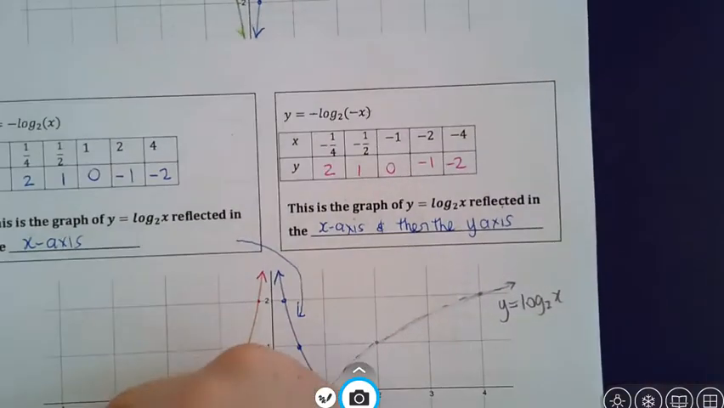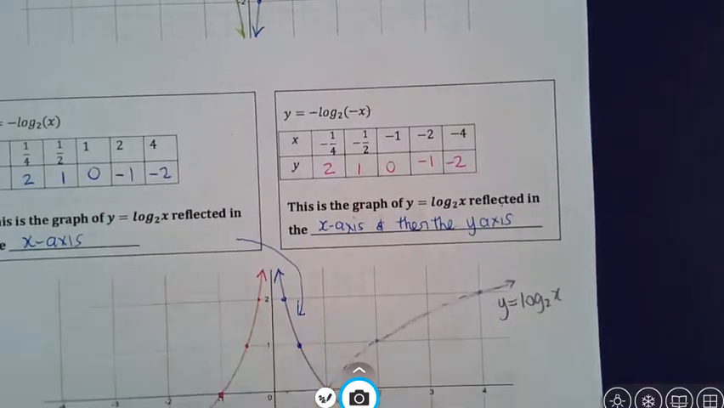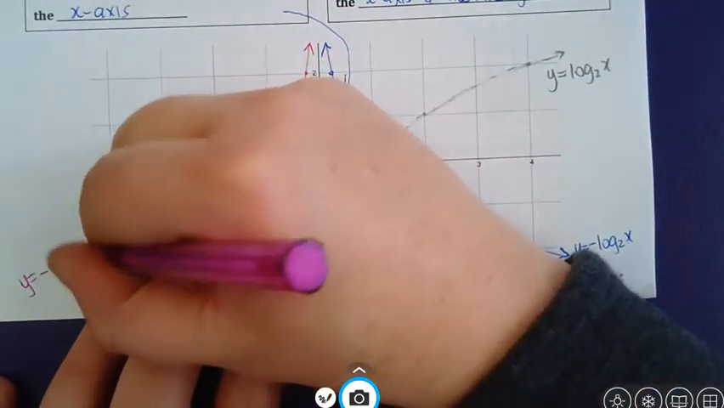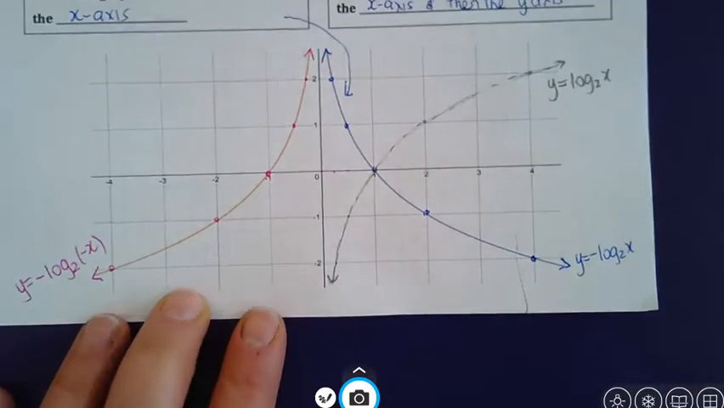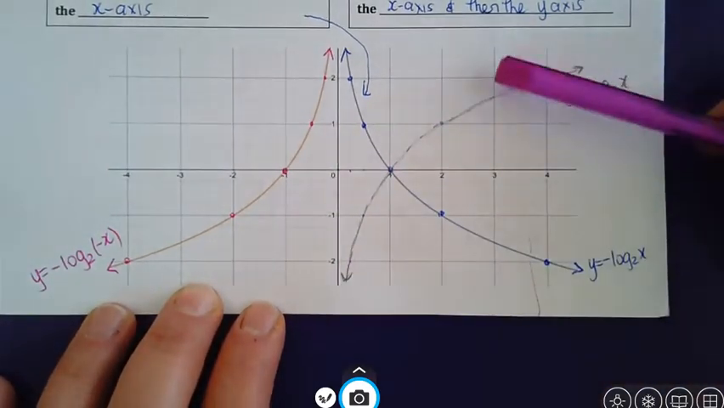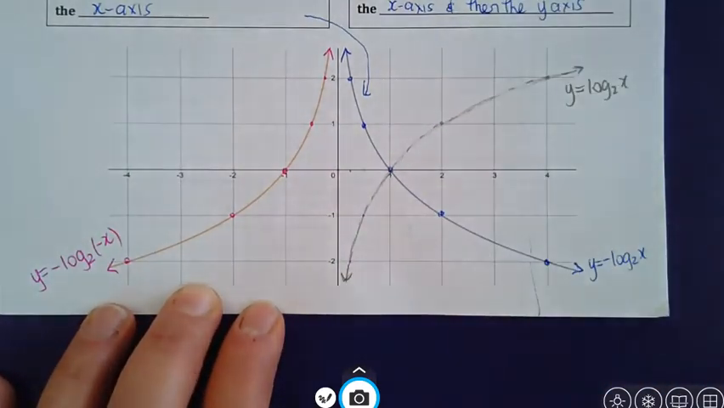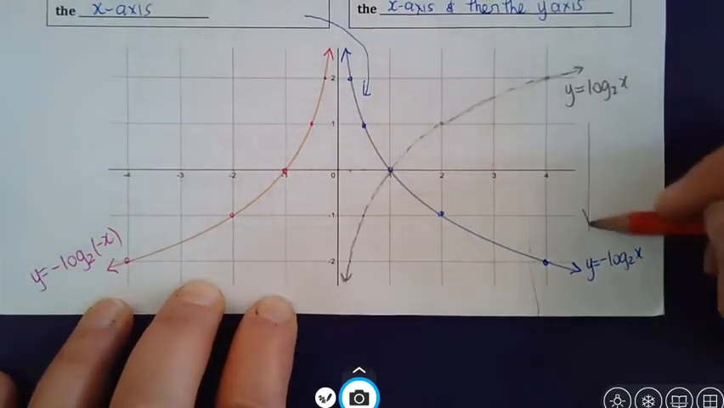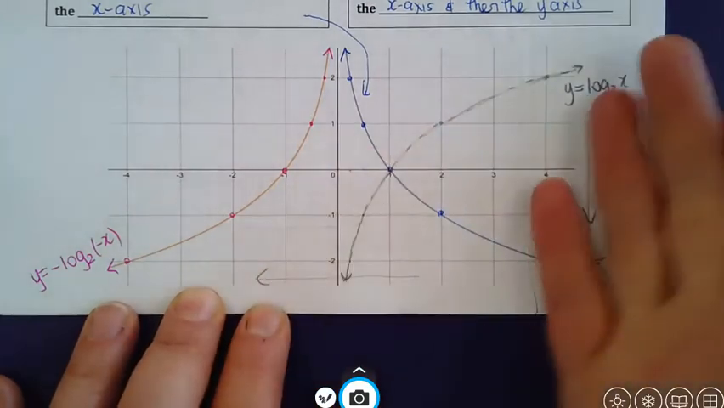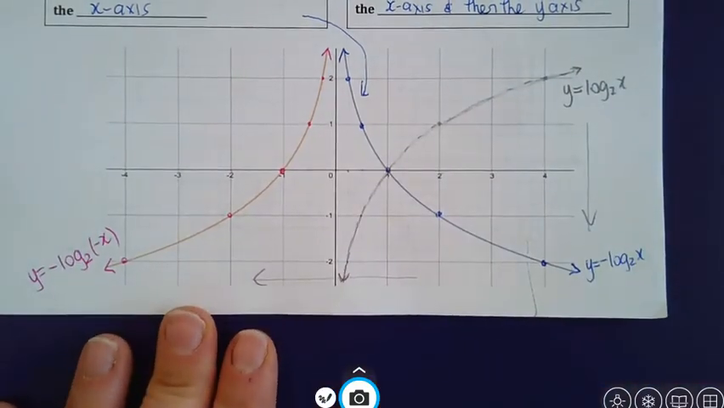So this is the double reflection. Y equals log to the base 2 of negative x. So it's been reflected twice. Okay, but you really need to have that other one there to see what's happened. This one was reflected downwards, and then this was reflected across to get the other one.